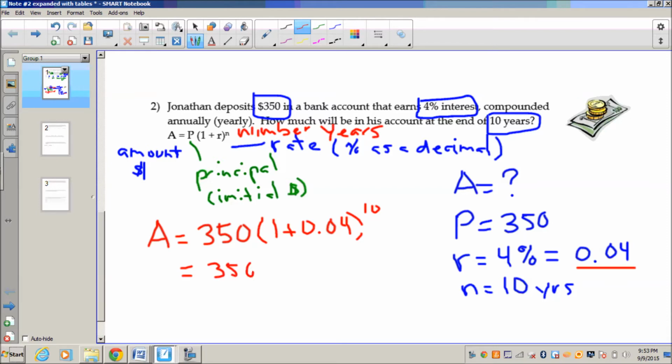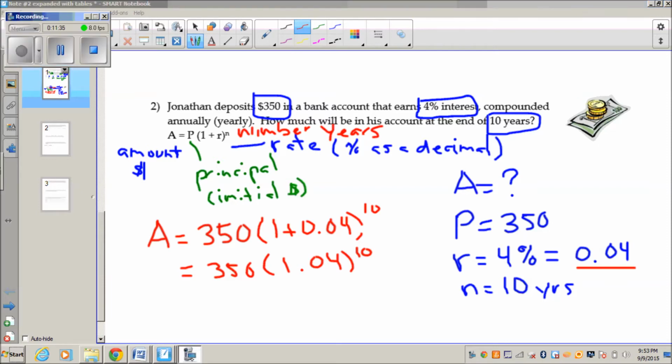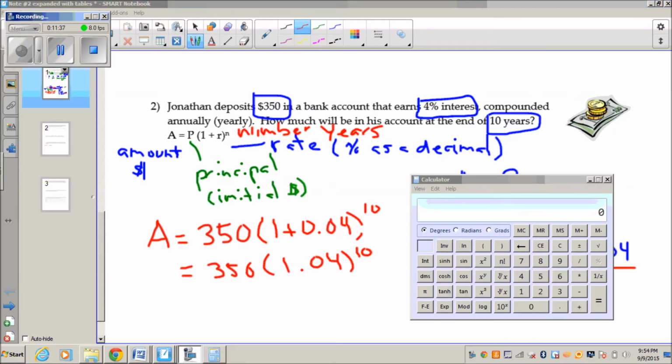So it's going to be 350 times 1.04 raised to the 10th power. So on your calculator, I brought up my calculator here.